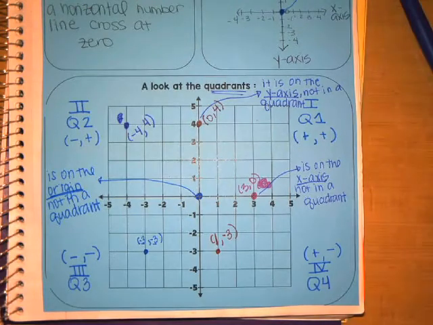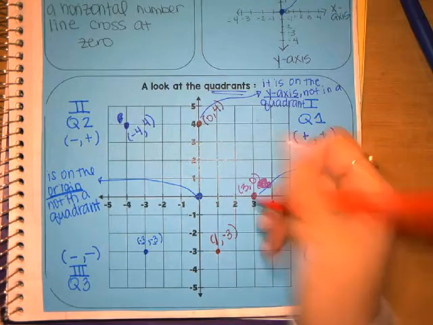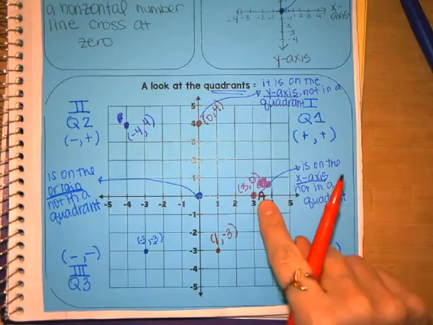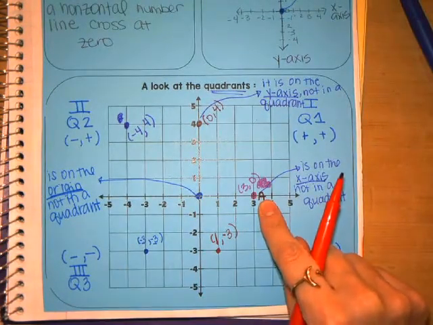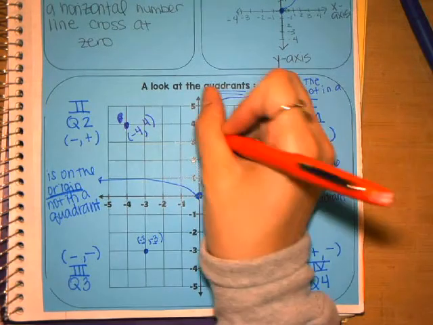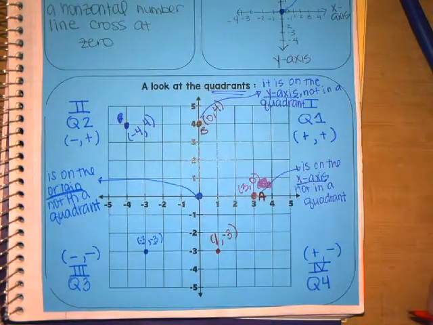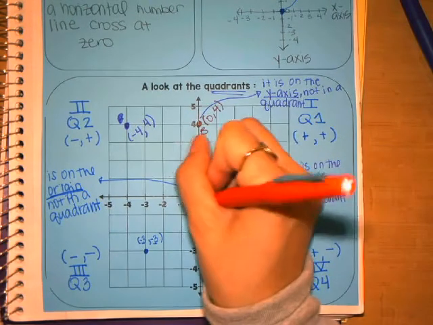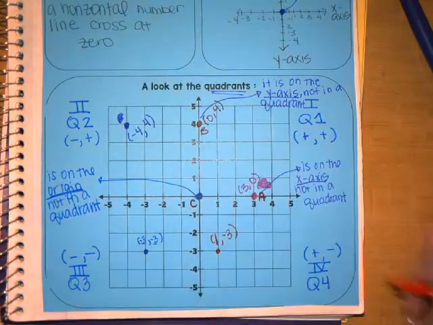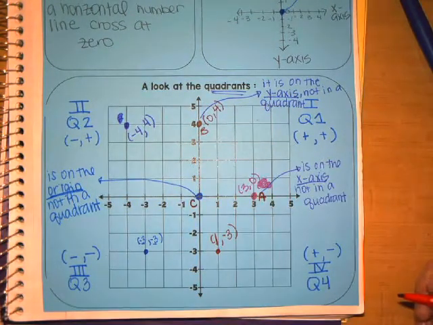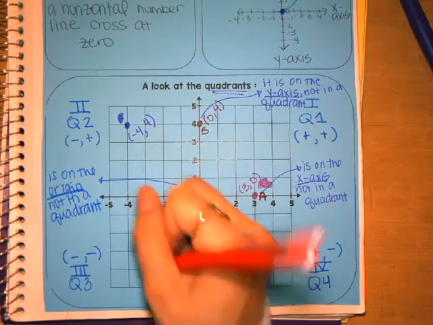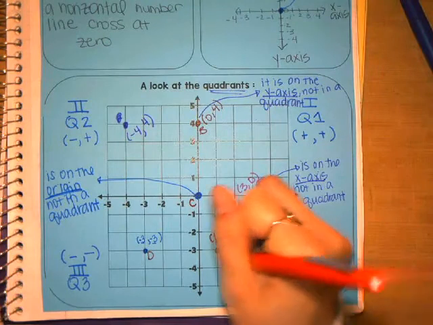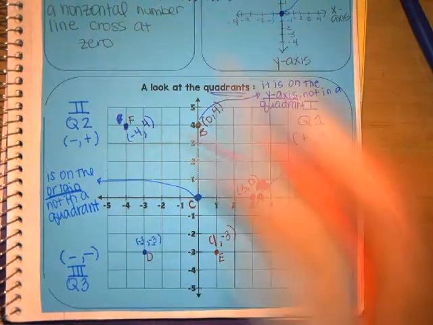Okay, now I want us to label these points. I'm going to label this one A. So label that A. This one right here is going to be B. I'm going to label this one C. This one right here is D. This is E. And this one over here is F.